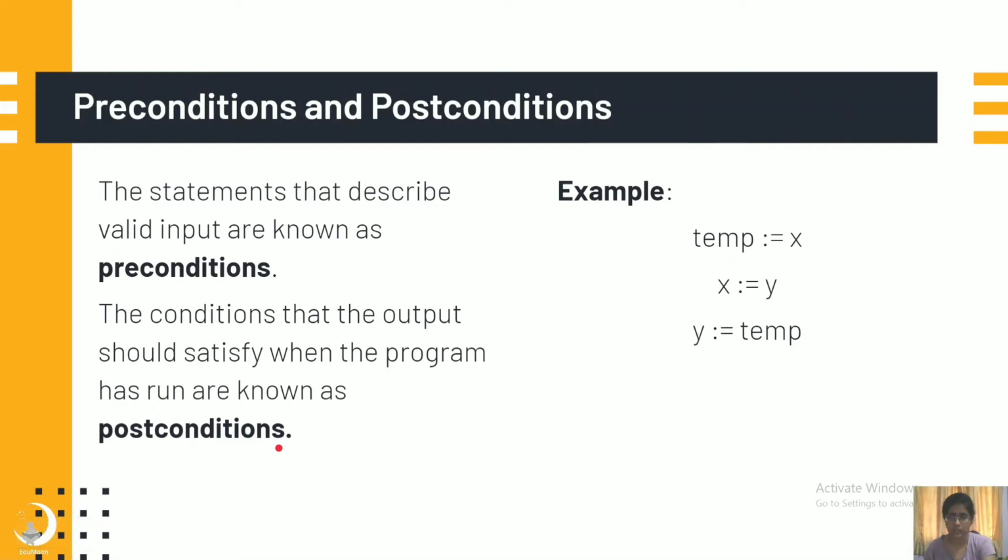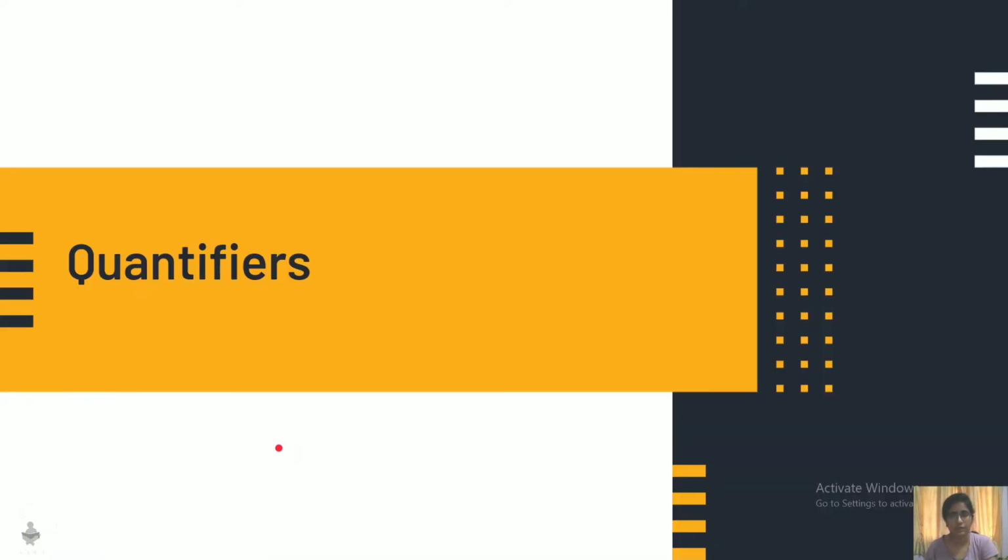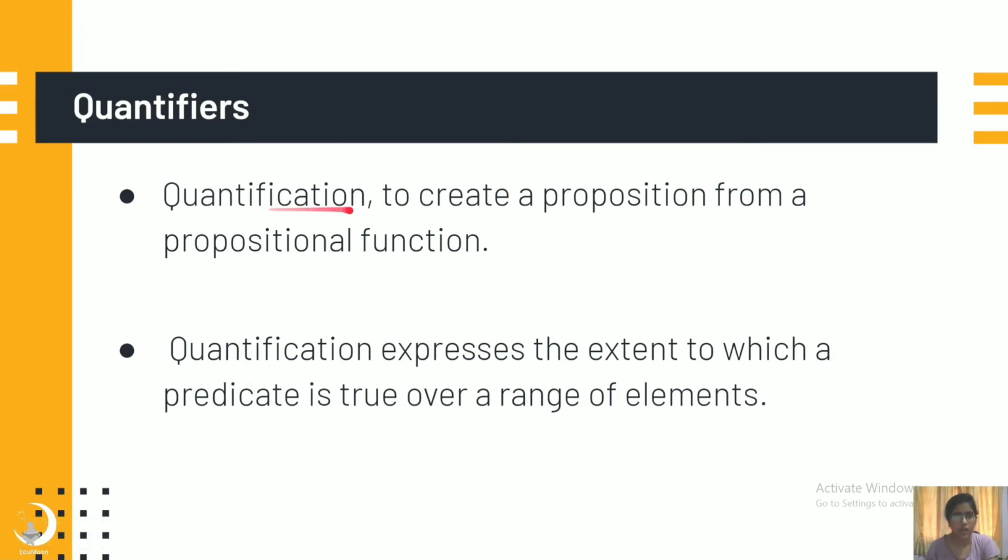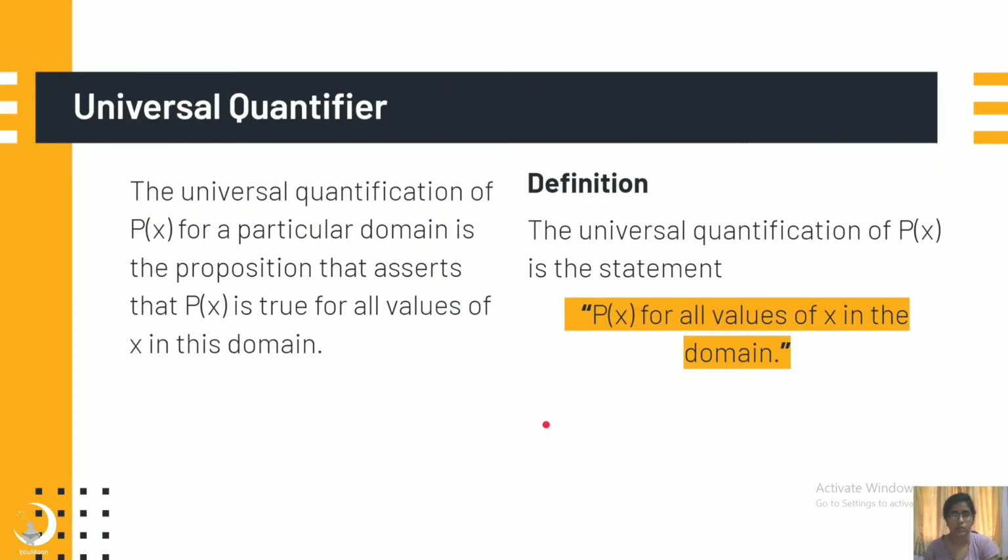What are quantifiers? Quantification is used to create a proposition from a propositional function. Quantification expresses the extent to which a predicate is true over a range of elements. It expresses, for a range of elements, whether the particular predicate is true or not. We are going to learn about two types of quantifiers. One is the universal quantifier and the other one is the existential quantifier.